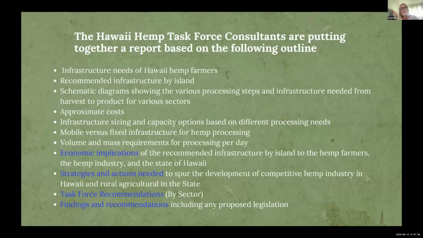This is a brief outline of what's going to be in the report. This is what we were tasked to do. There's a little bit more in-depth that comes under this, but as a whole, this is kind of what we've been tasked to look into.